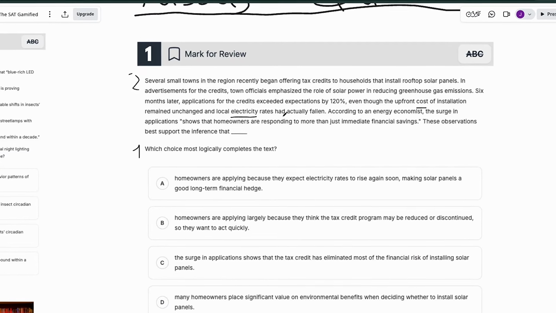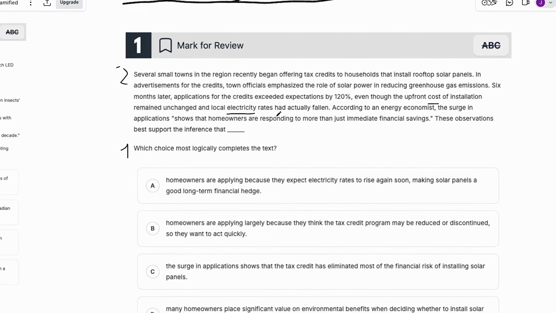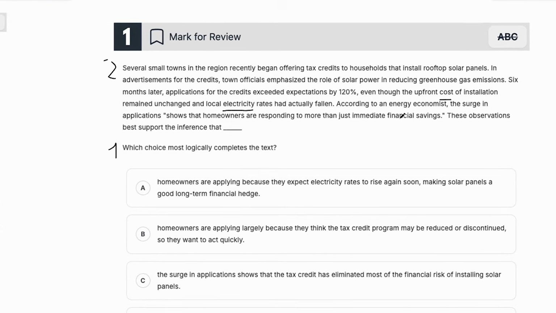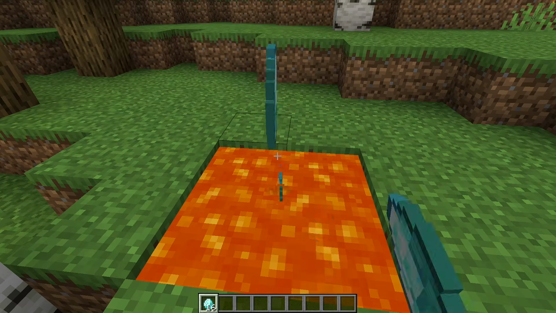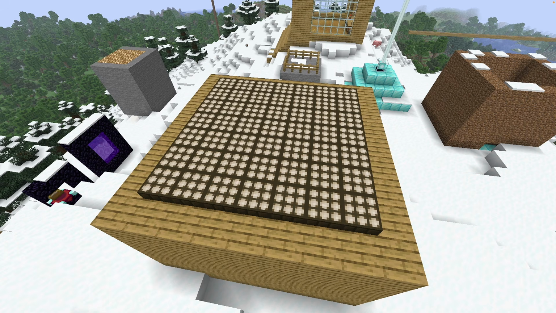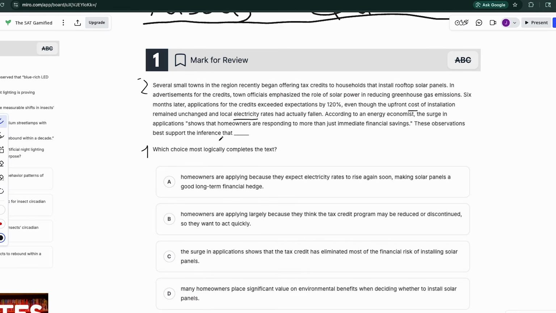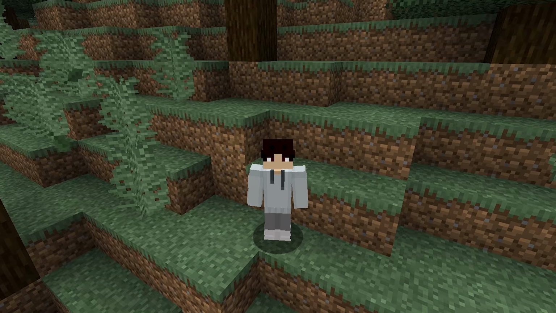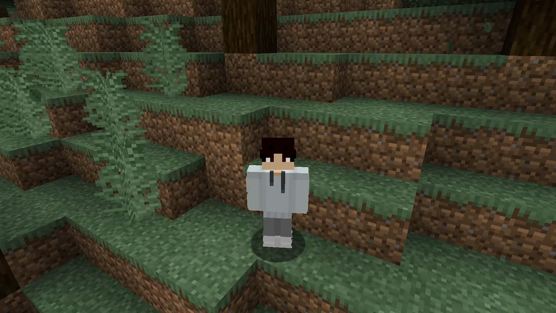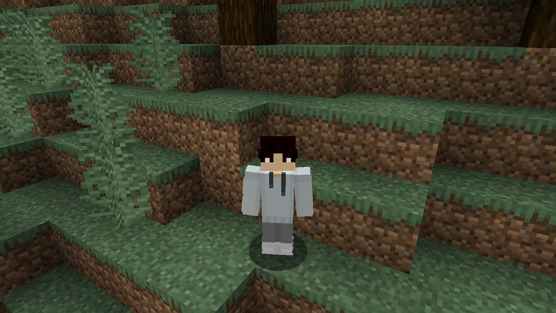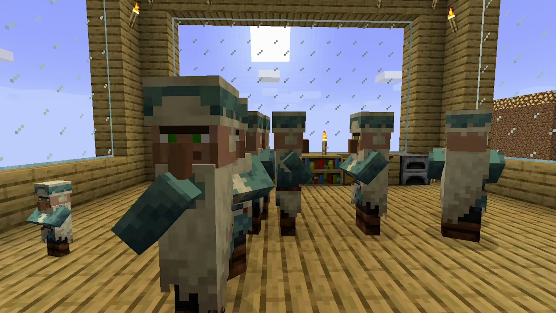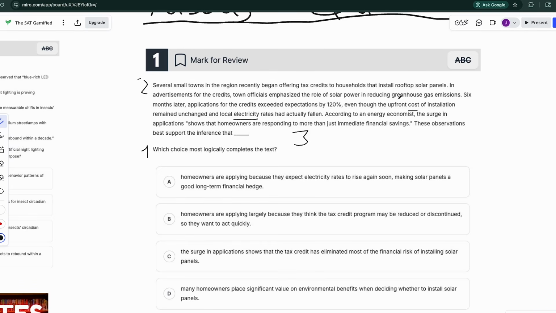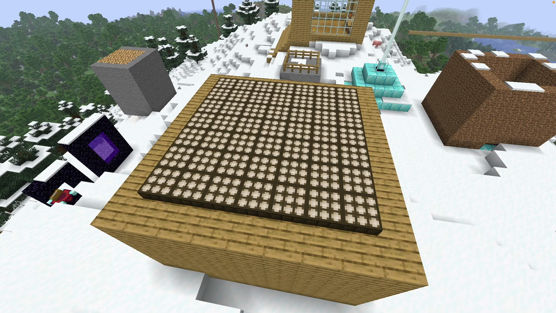According to an energy economist, the surge in applications shows that homeowners are responding to more than just immediate financial savings. So homeowners care about more than just costs when they're considering when to put solar panels on their houses. But these observations best support the inference that, okay, let's make a prediction here. I don't know exactly what the choices are going to say, but I can still make a prediction to put myself on the right track. So I would guess that it best supports the inference that these homeowners really care about the environment, because that's the only other logical reason why they would want to put these on their houses.